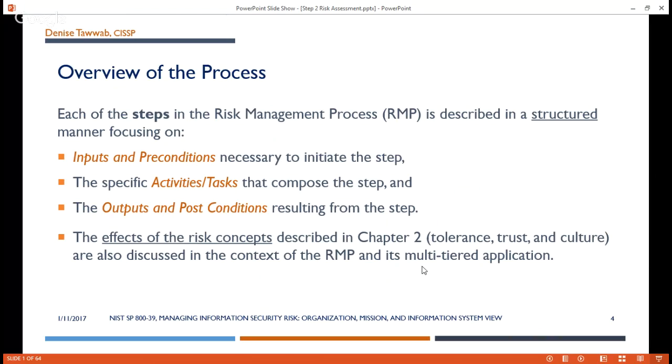Remember, risk management happens at 3 tiers: the organization level, the mission business process level, so those are your business processes, and then the system level. And most people do information security risk management at the system level.